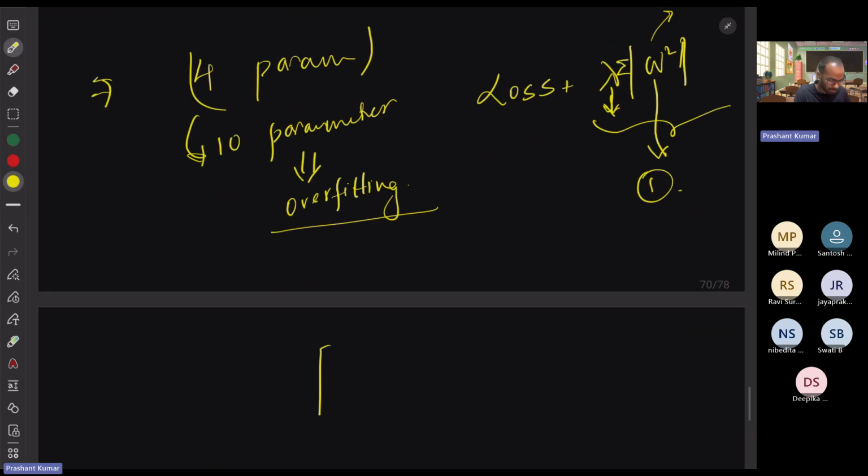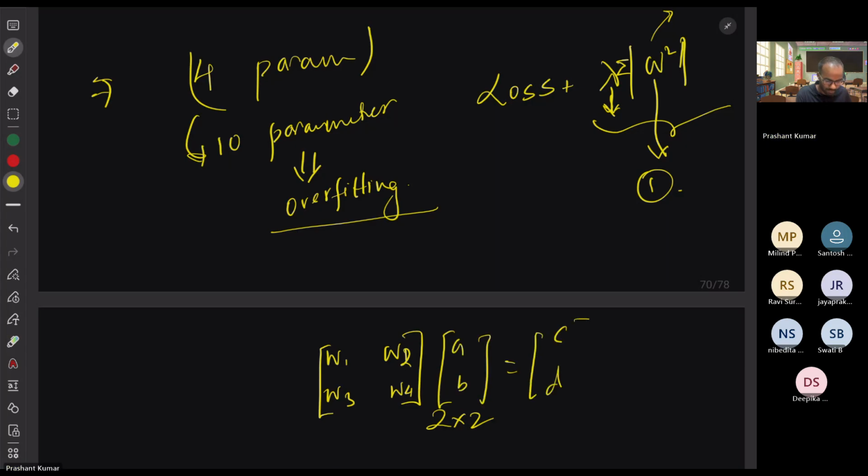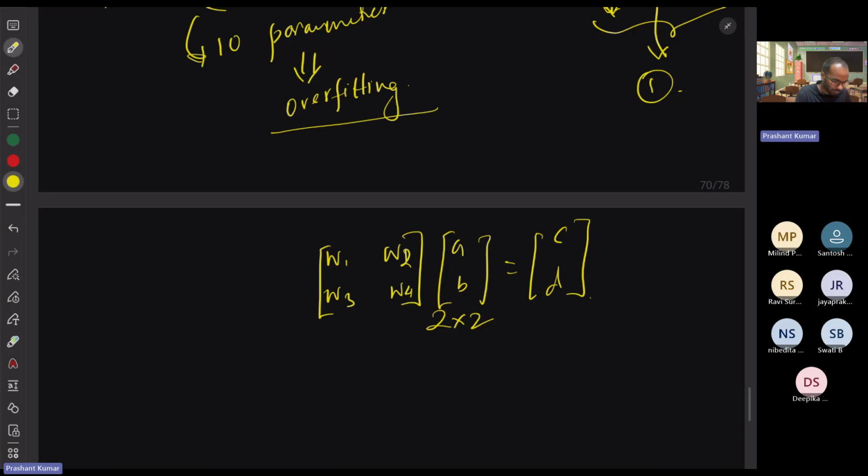Like let's say you have a matrix of 2 by 2 in which you are having W1, W2, W3, and W4. You are trying to find the relation of AB is equal to CD. And we are saying that even W1 and W3 is enough. However, you have extra W2 and W4. In that case, this will try to become 1 because they are not trying to contribute.